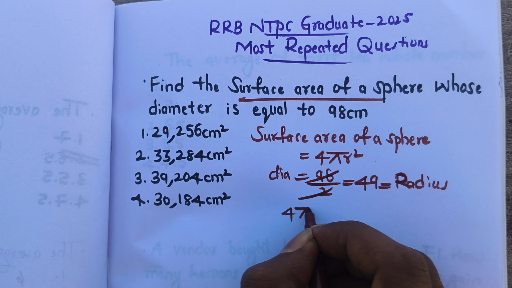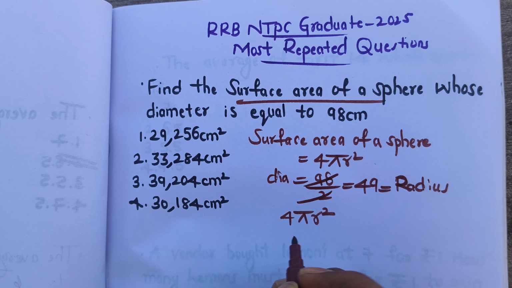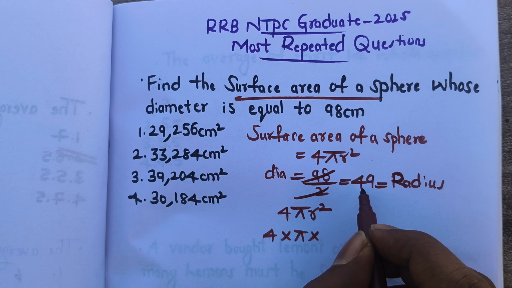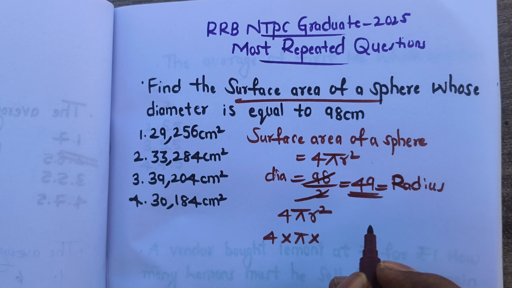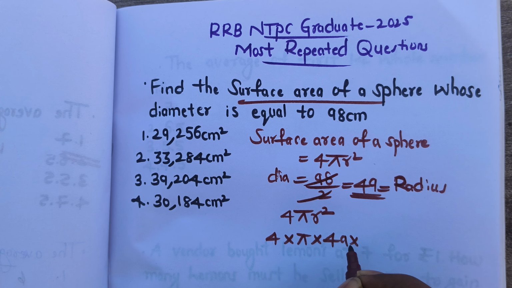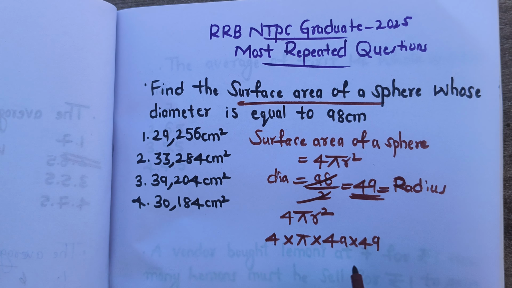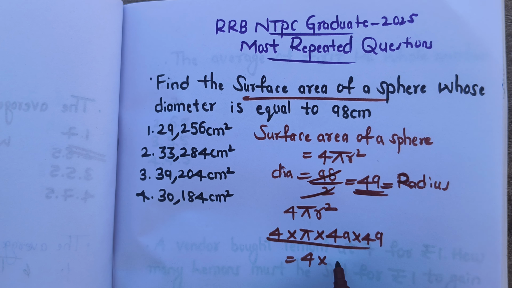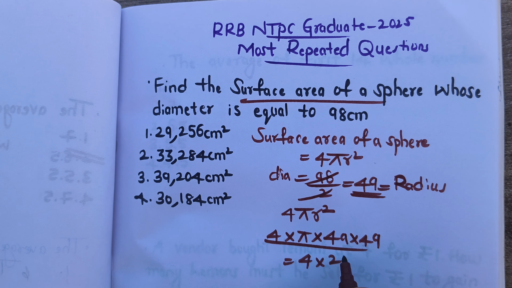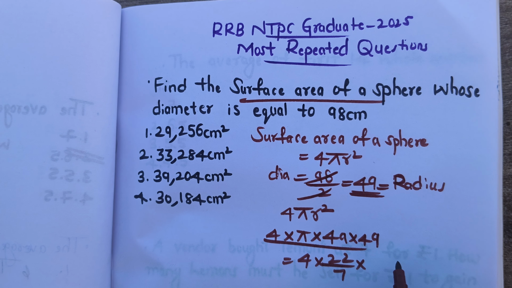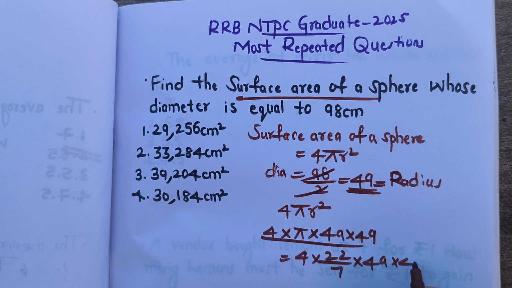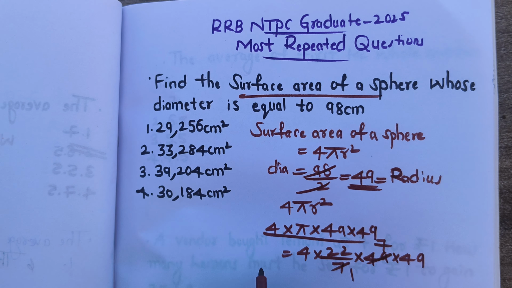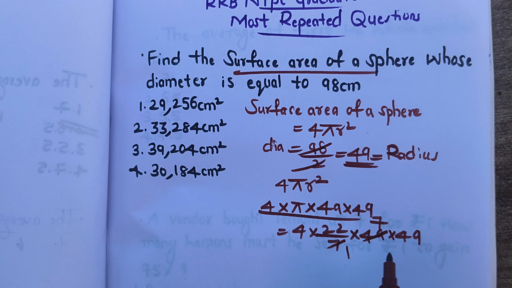4 pi r square. 4 pi, radius 49 into 49. 4 into pi value 22 by 7 into 49 into 49. 7 ones are 7, 7 sevens are 49. We want to multiply all this.